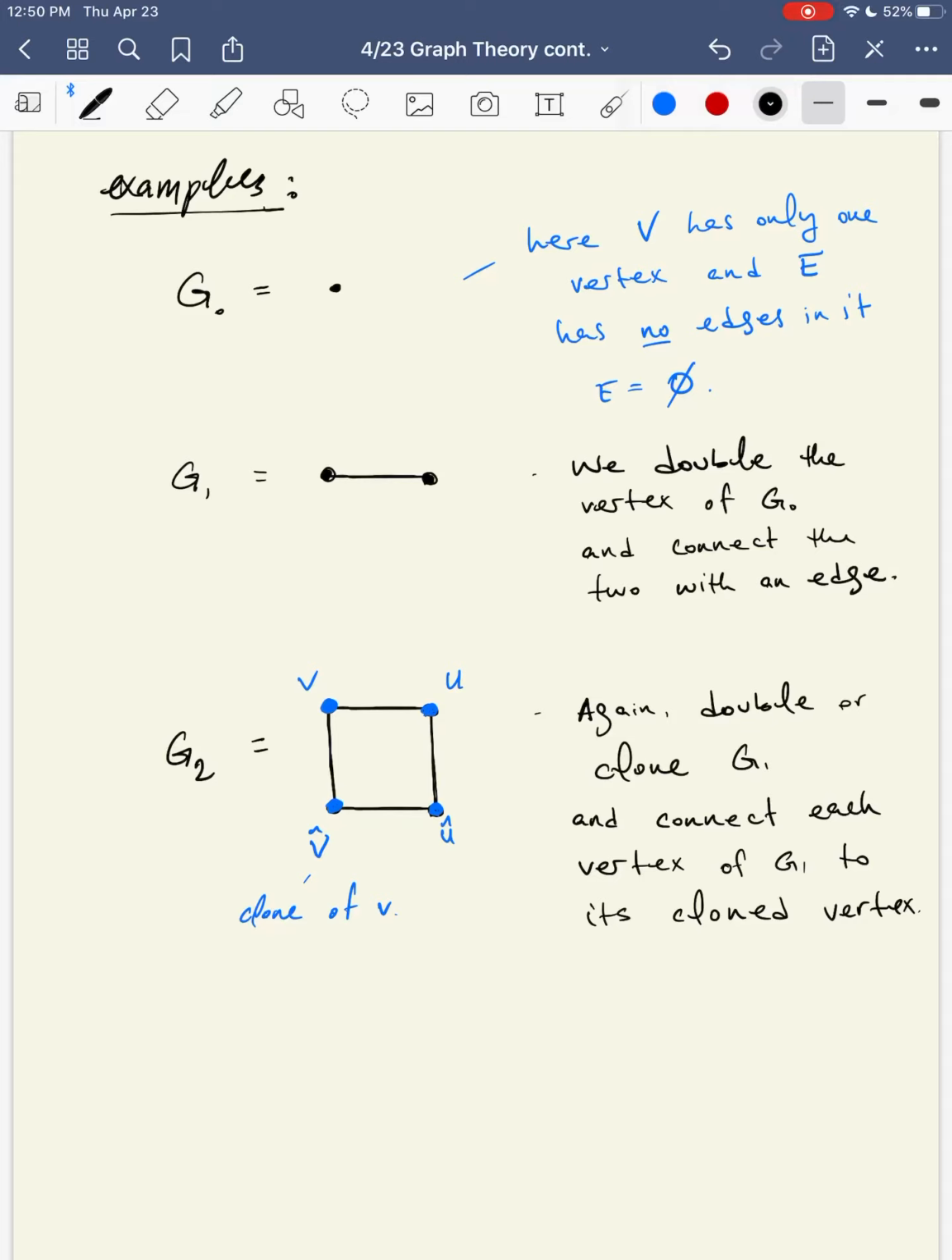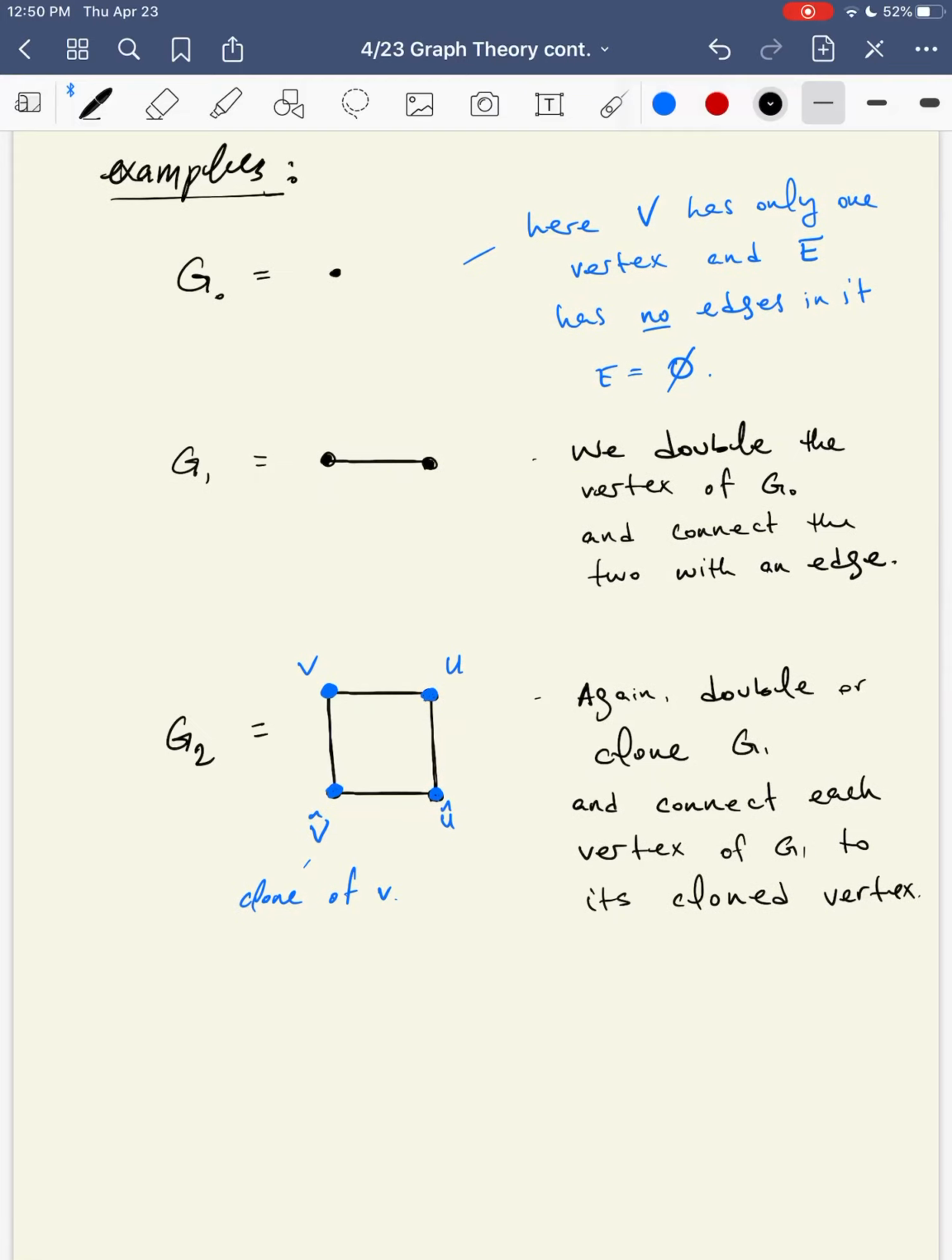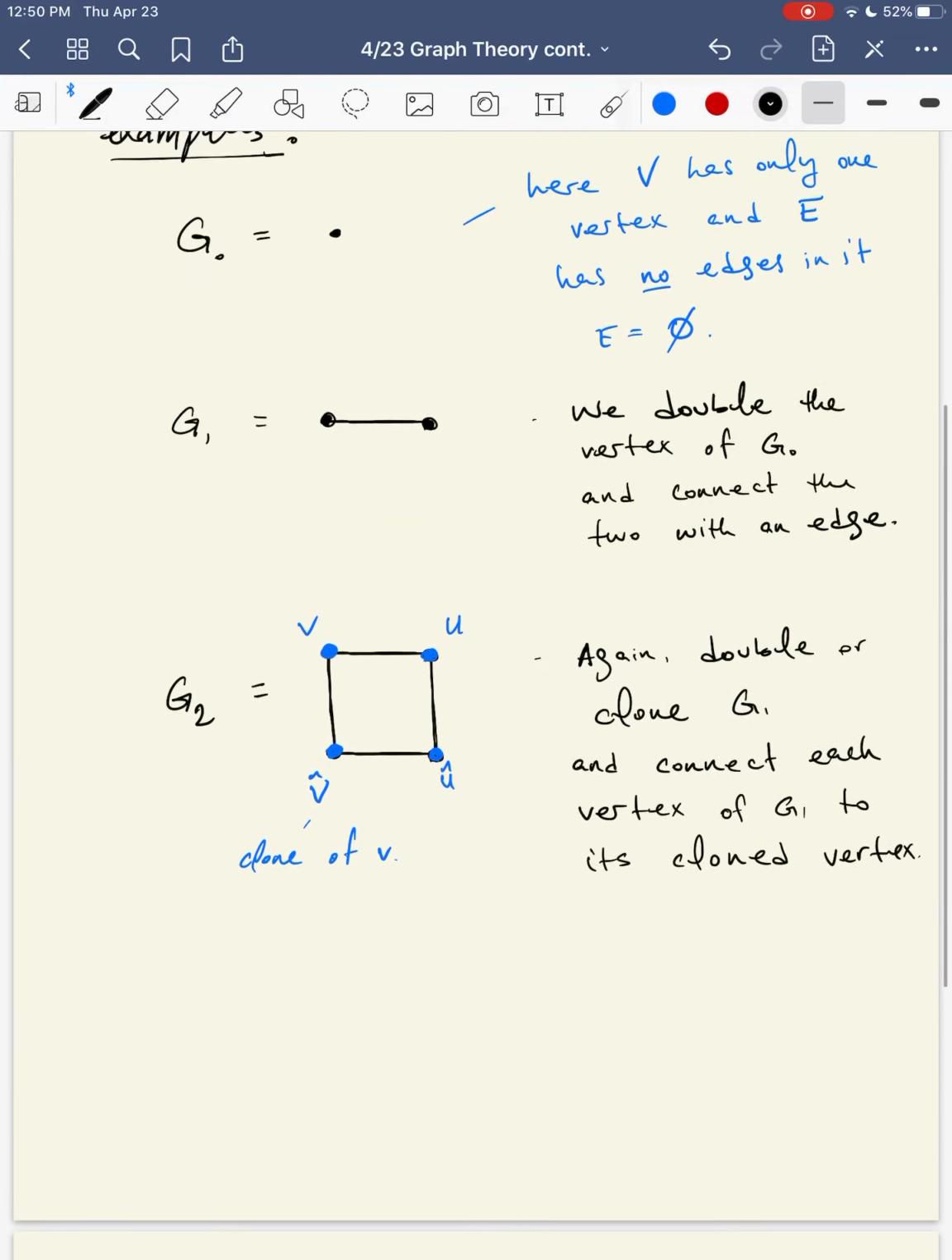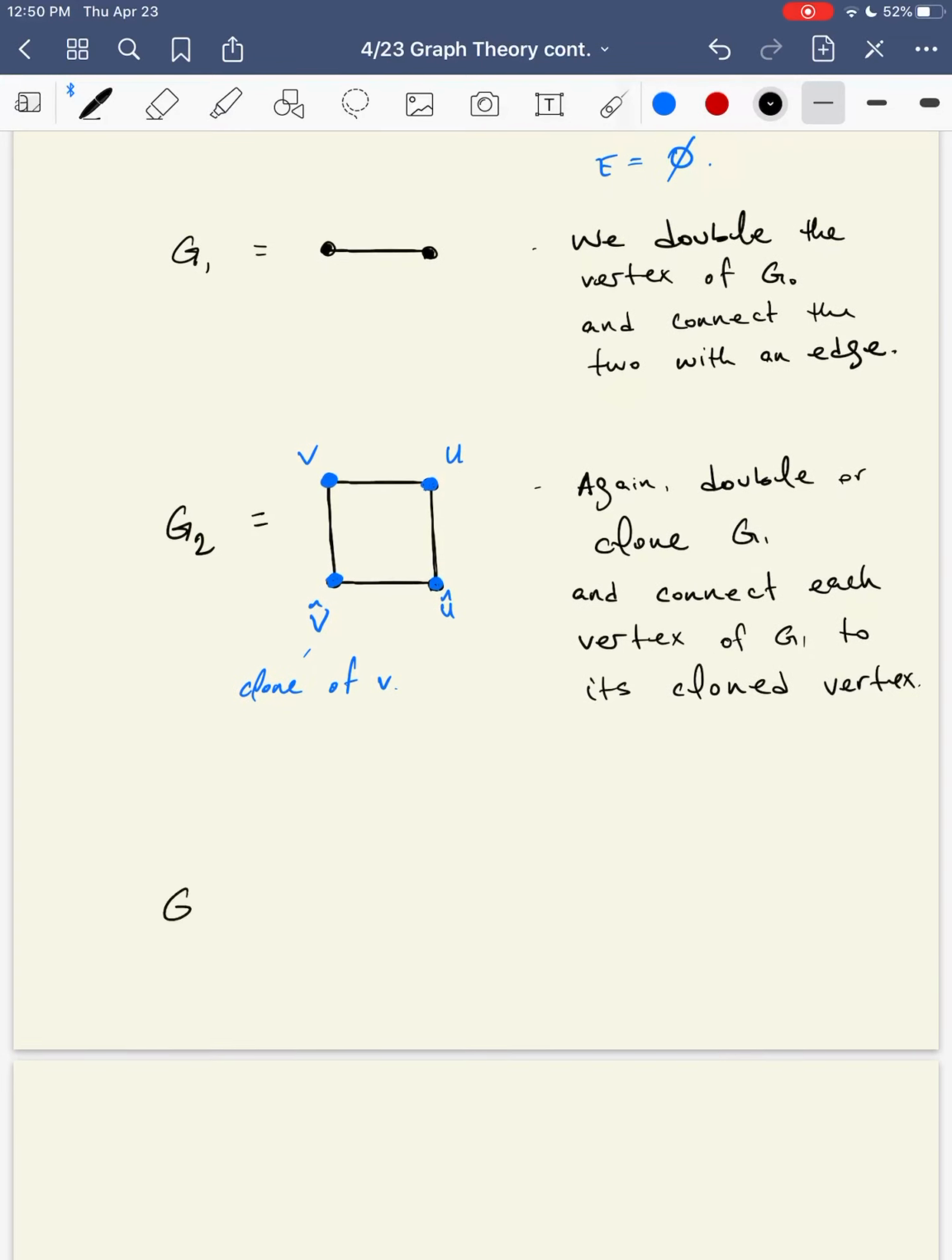Okay, so I wonder if you can see what G3 is going to look like. So we have a pattern going here a little bit. Maybe I'll draw out G3 for you here. So G3, what are we going to do? Oop, I don't know why that just disappears. G3. So I'm going to do a square, just like G2. And then I'm going to clone that square. I'm going to draw it up here.